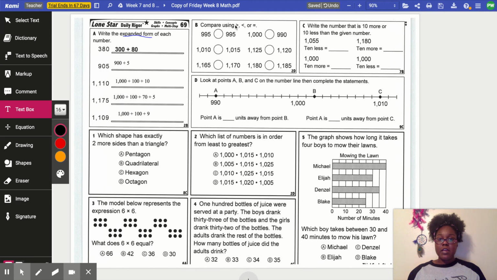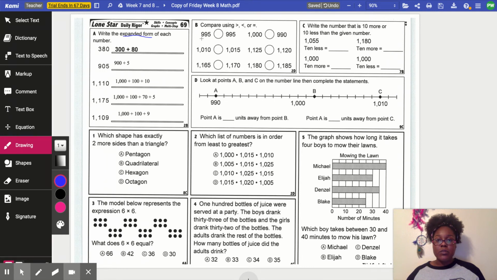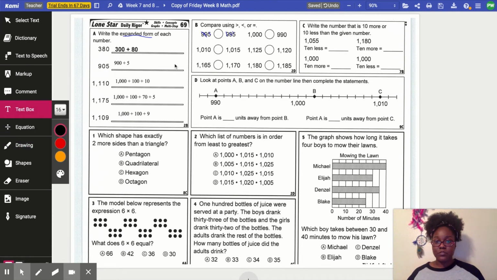Letter B, compare using greater than, less than, or equal to. What I'm going to do is I'm going to compare these numbers. I'm not going to line them up over here because we've been doing comparing numbers since the beginning. So I have a 9 in the hundreds place on both. I'm going to cross those out. I have a 9 in the tens place on both, and I have a 5 in the ones place on both. So these two numbers, 995 and 995, are equal to.